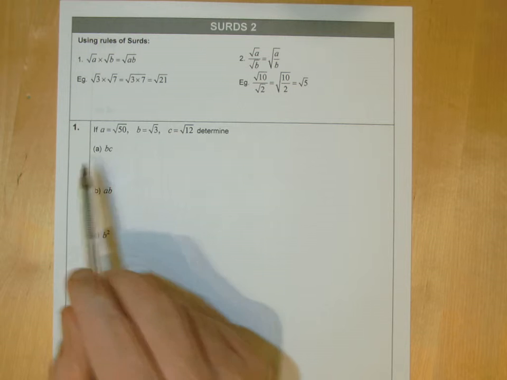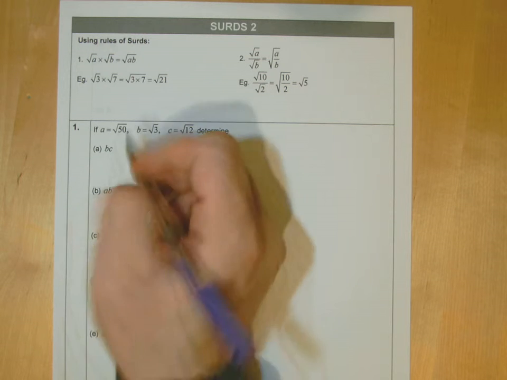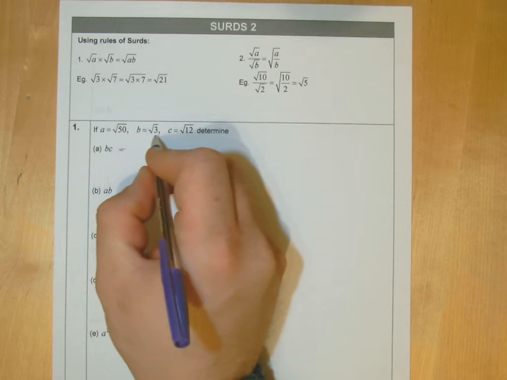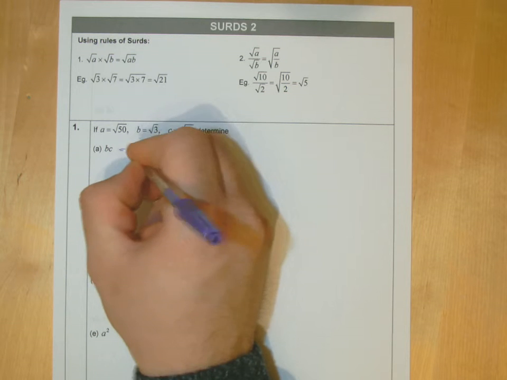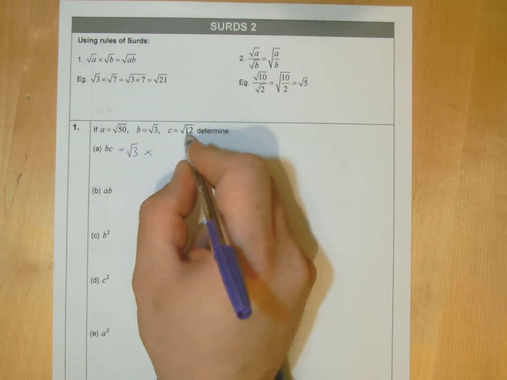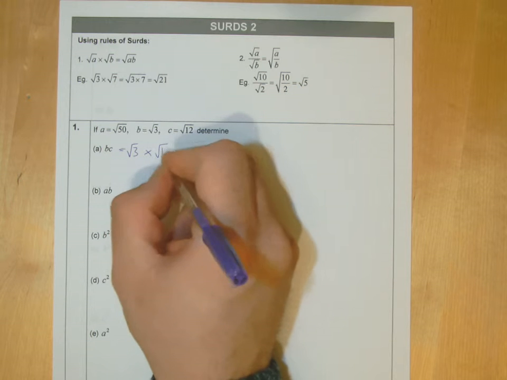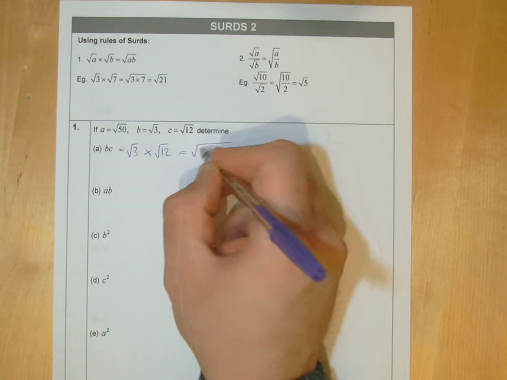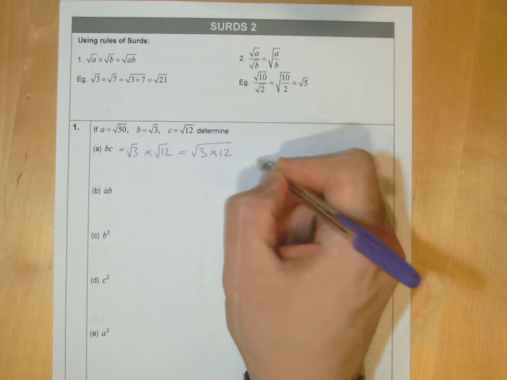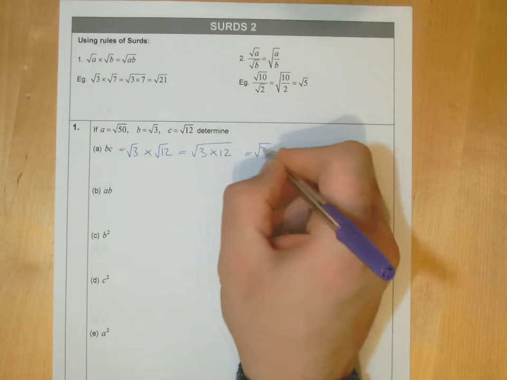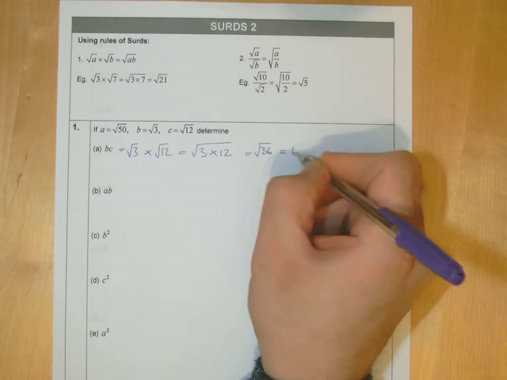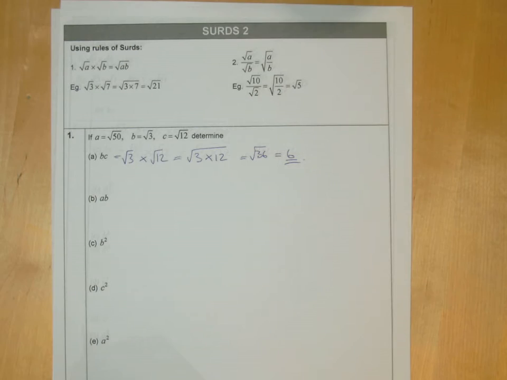And here, part A, it says work out BC. So BC just means B times C. So B is root 3, and they're asking you to times it by C, which is root 12. You remember when you're timesing surds, you can put them together in one square root. So 3 times 12 is 36, and the square root of 36 actually can be done. It's a rational number, it comes out as 6.